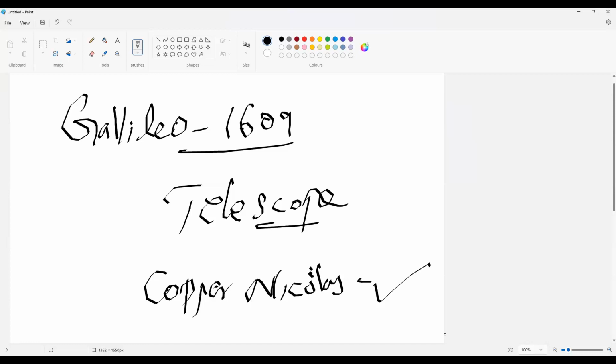So what is the value of G? The gravitational constant. What did I tell you? G equals 6.67 into 10 to the power minus 11 Newton meter squared per kg squared. Please don't forget this value.